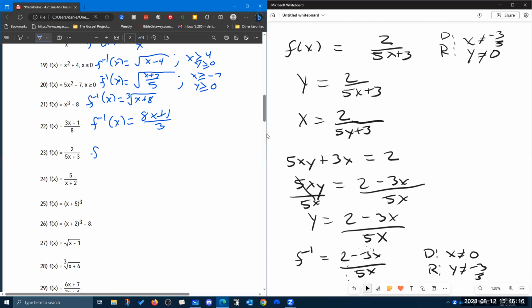So my inverse function here is 2 minus 3x over 5x. My domain is x not equal to 0. My range is y not equal to -3/5.